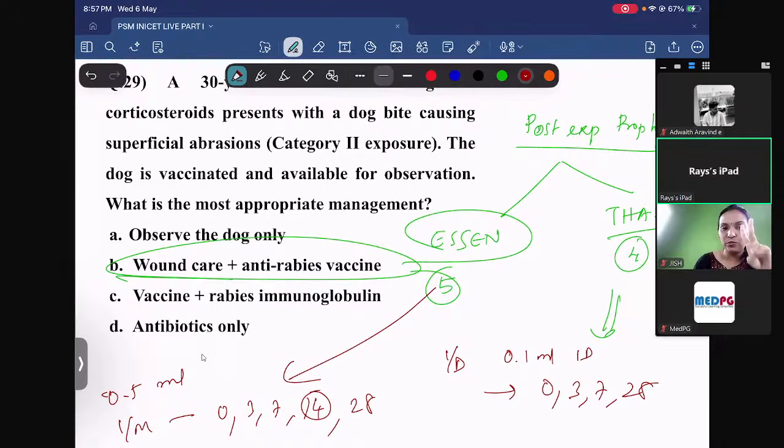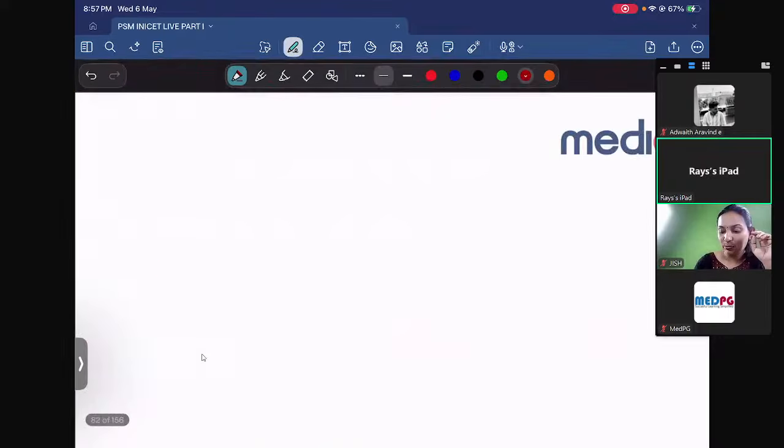Now we have 2 more things. One is pre-exposure prophylaxis, and the other is re-exposure prophylaxis. Re-exposure prophylaxis is for repeated exposure. You got a dog bite, you had taken the vaccine, everything.